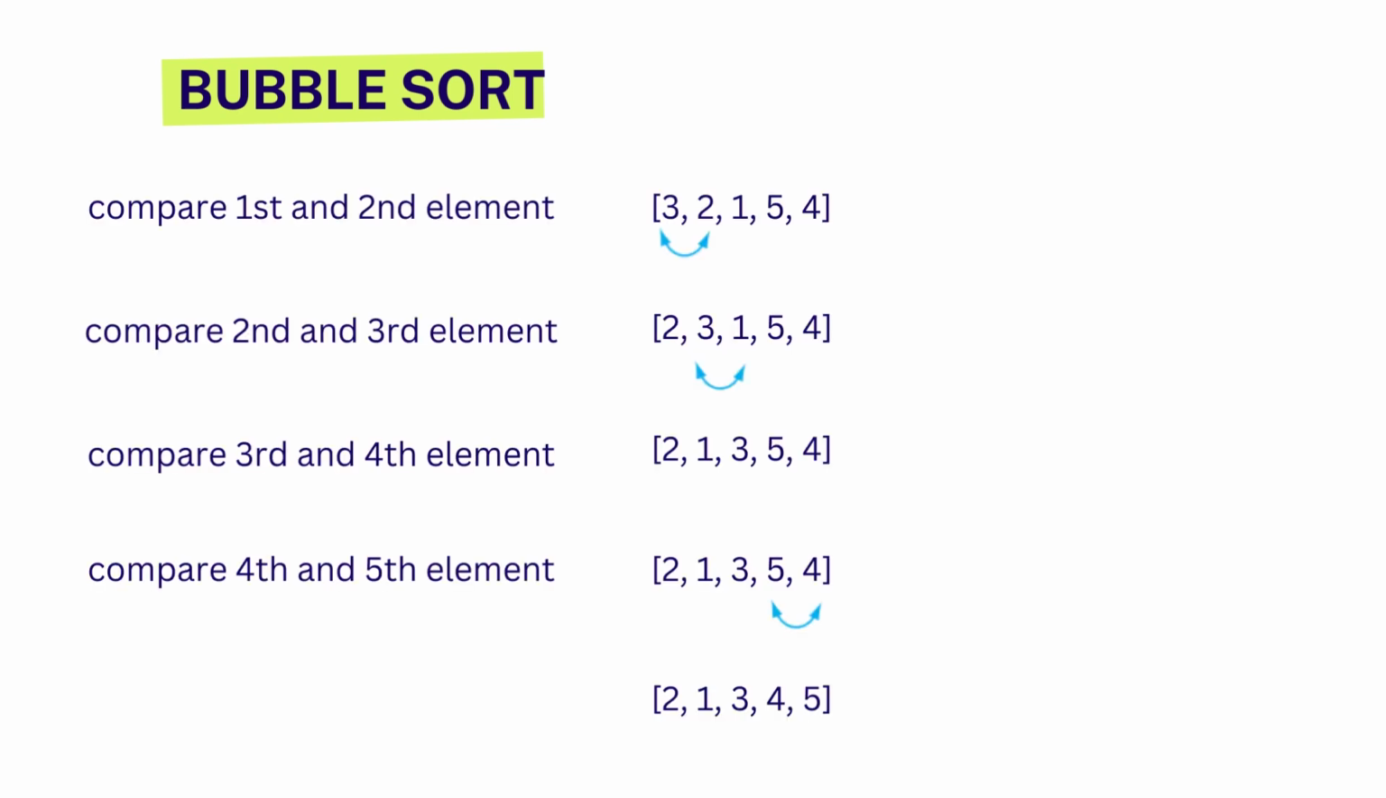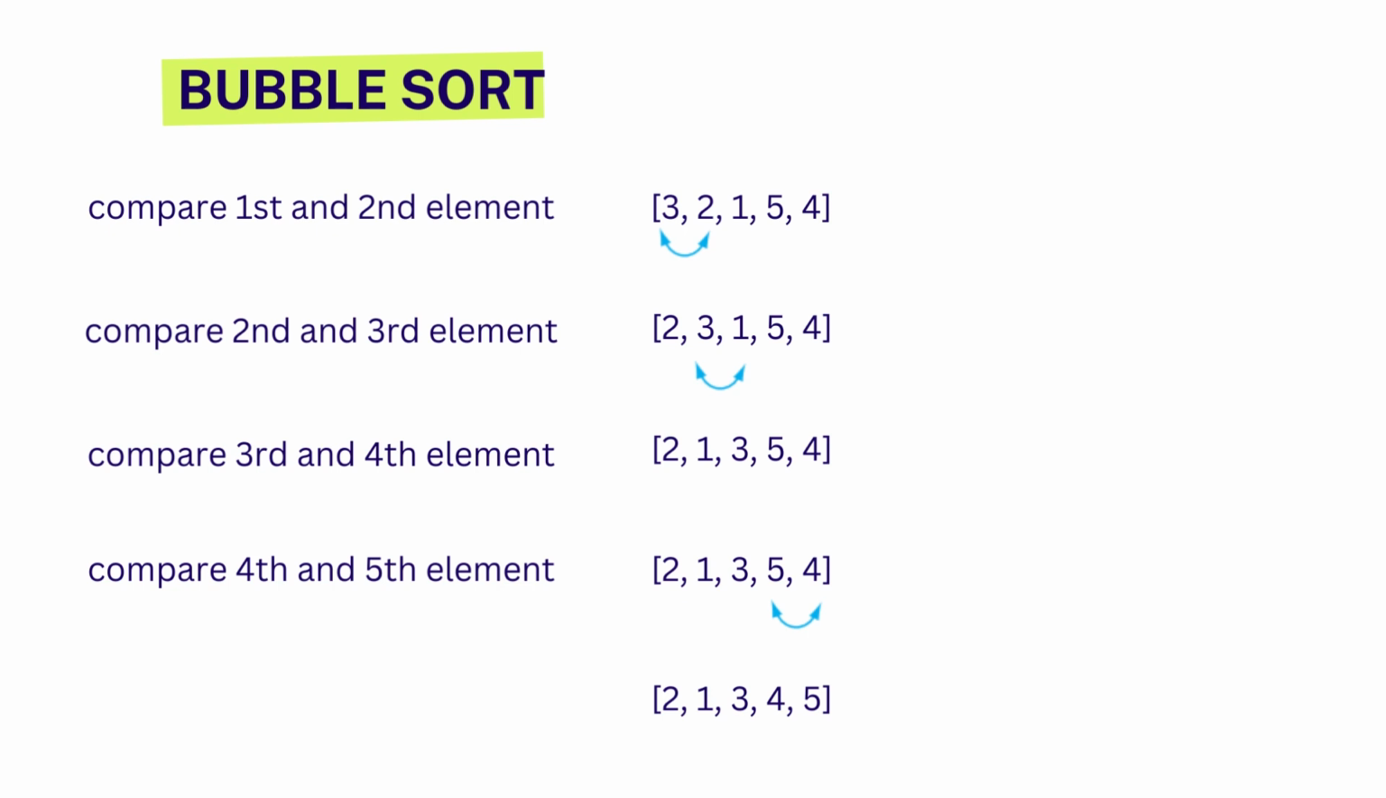Let's start with an example. I have a list 3, 2, 1, 5, 4, and I want to sort it. How does it work? First, bubble sort will check the first and second elements, 3 and 2. They are in the wrong order, right? So we will switch them to 2, 3. Then we move to the second and third elements, 3 and 1. So we need to switch them to 1, 3.